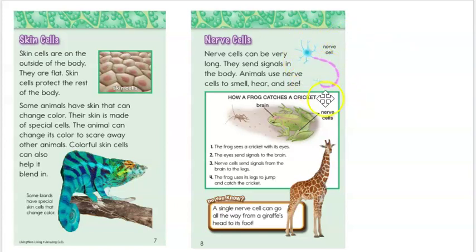Nerve cell. How a frog catches a cricket. Brain, nerve cells. Number 1, the frog sees a cricket with its eyes. Number 2, the eyes send signals to the brain. Number 3, nerve cells send signals from the brain to the legs. Number 4, the frog uses its legs to jump and catch the cricket. Do you know a single nerve cell can go all the way from a giraffe's head to its foot?